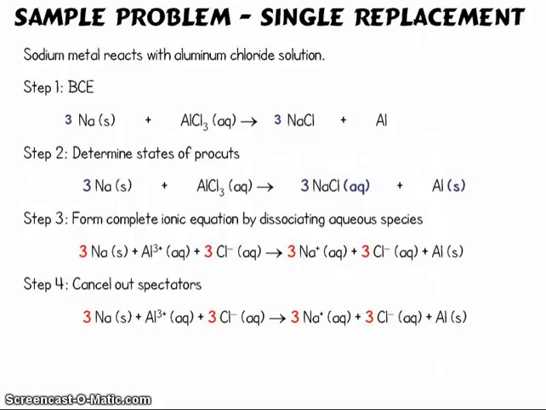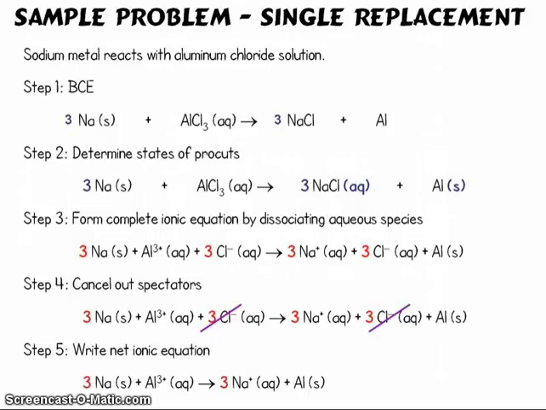Now we're going to cancel spectators. Chlorides are spectators, and that's it. Sodium goes from solid to aqueous. Aluminum goes from aqueous to solid. They are changing states. They are not spectators. So we write our net ionic equation, which says that 3 moles of sodium react with 1 mole of aluminum ions to produce 3 moles of sodium ions and a mole of aluminum.